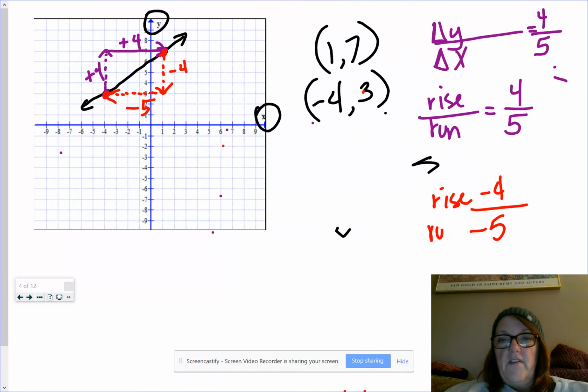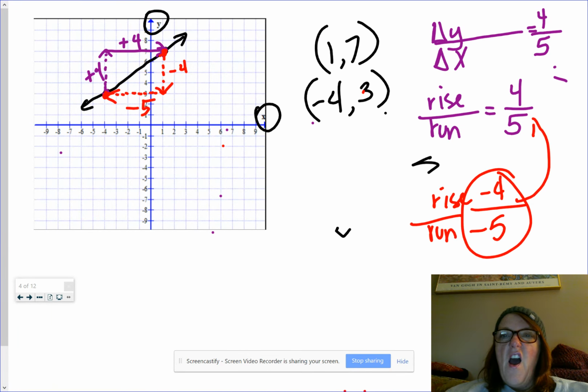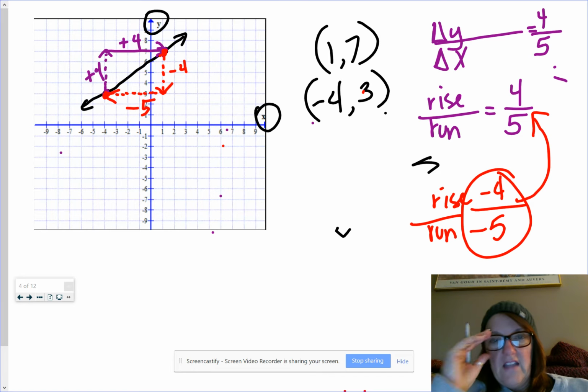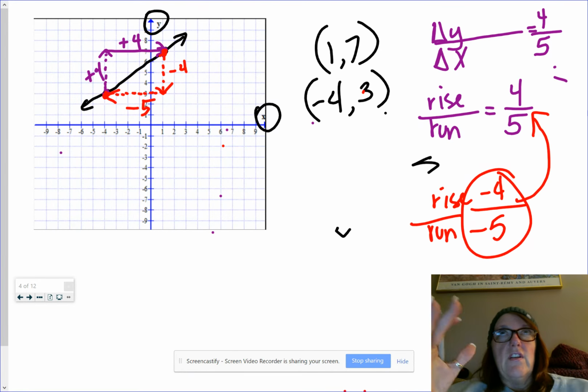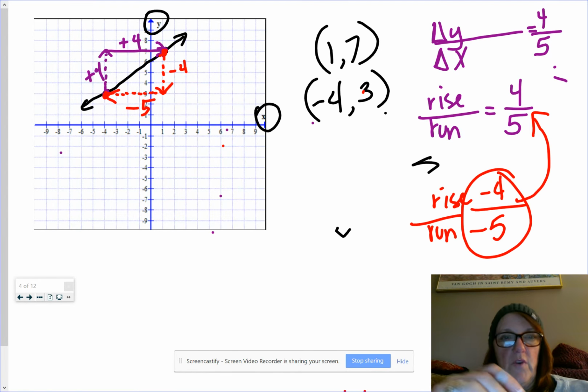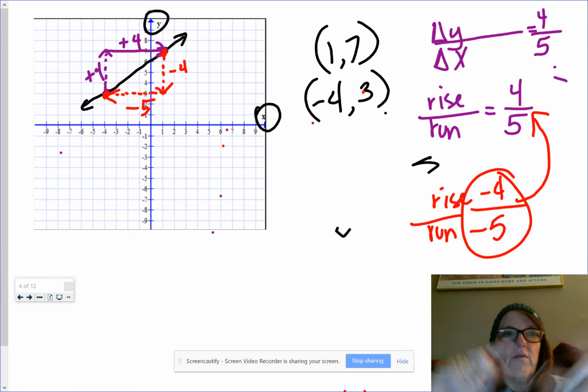That was the run. Now, take a look here. -4 over -5, simplified, ends up being exactly 4/5 again. So it really doesn't matter which point you start at and travel to the other one. You're going to get the same end value. Whether you start from this one and go up or start from this one and travel downward, you're still going to get the same measurement that describes the slope of that line.